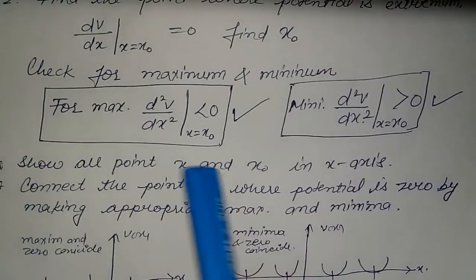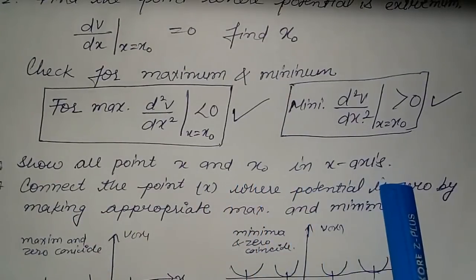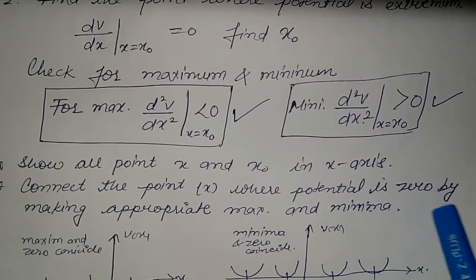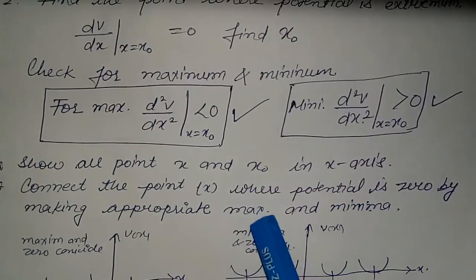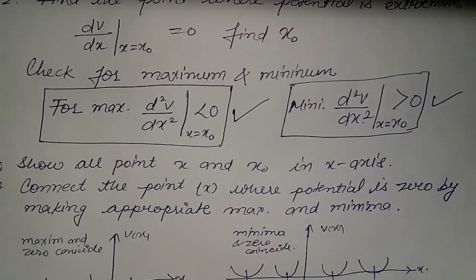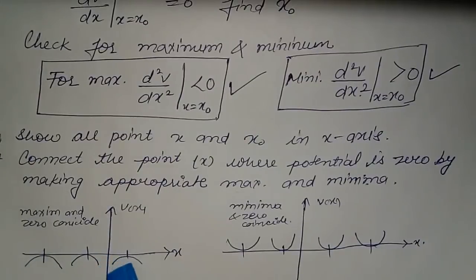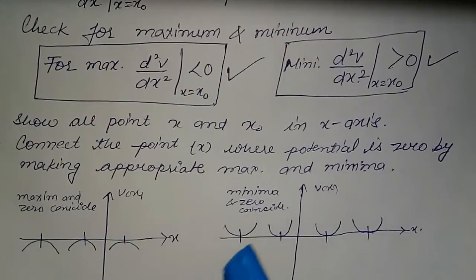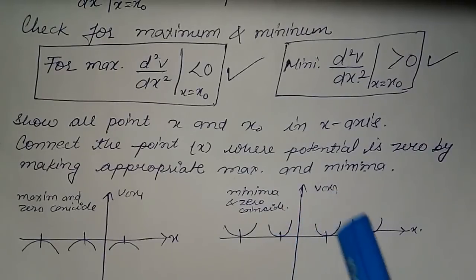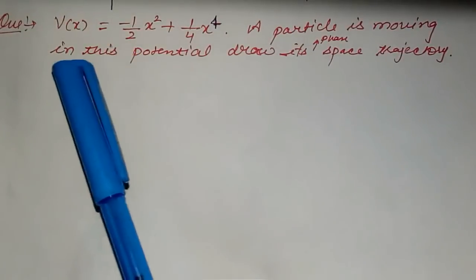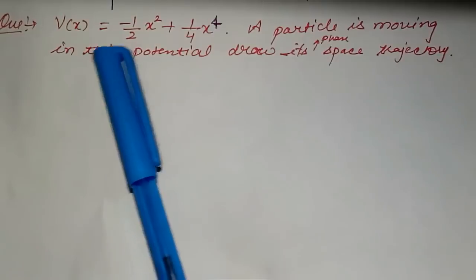After that, show all points x and x naught on the x-axis and connect the points where potential is 0 by making appropriate maximum and minimum. When maximum and 0 coincide, it looks like this, and when minima and 0 coincide, the graph between potential and coordinate looks like this. Now we take one example, which is from CSIR 2015.